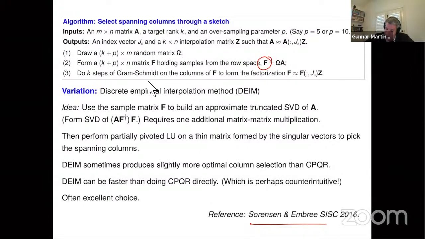And so we gain both speed, actually, even though you do more work. So when I say it's counterintuitive, it sounds like I'm introducing, or not I, Sørensen and Embree, that they propose doing a lot of extra work compared to just doing column pivoted QR. But in practice, this is oftentimes slightly faster than the basic scheme and slightly more accurate as well.